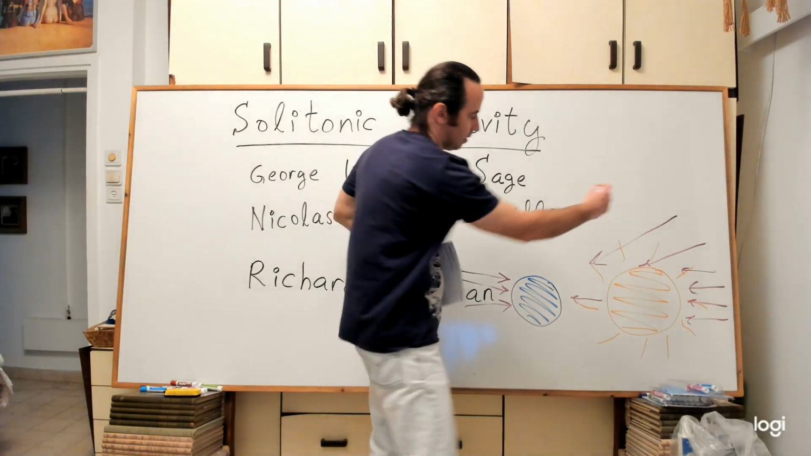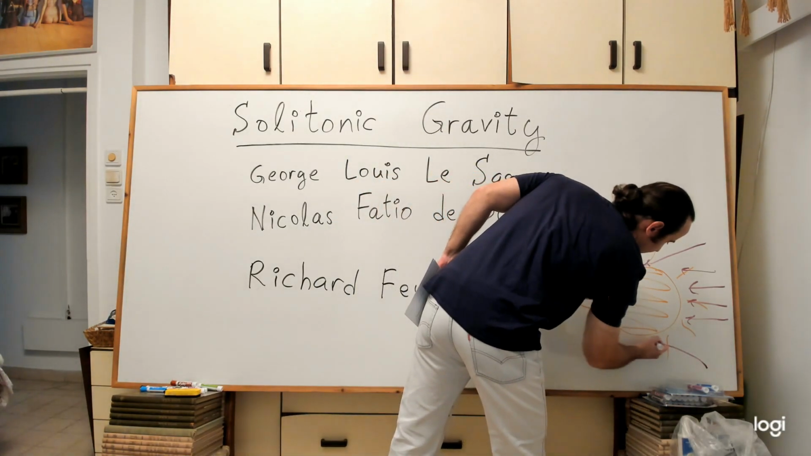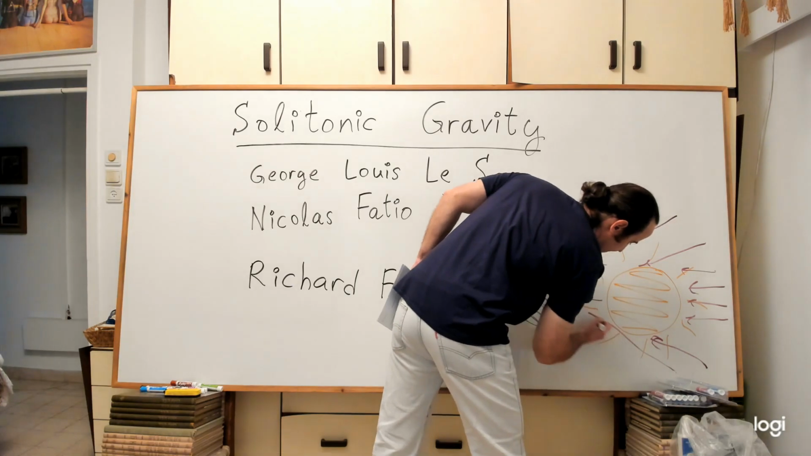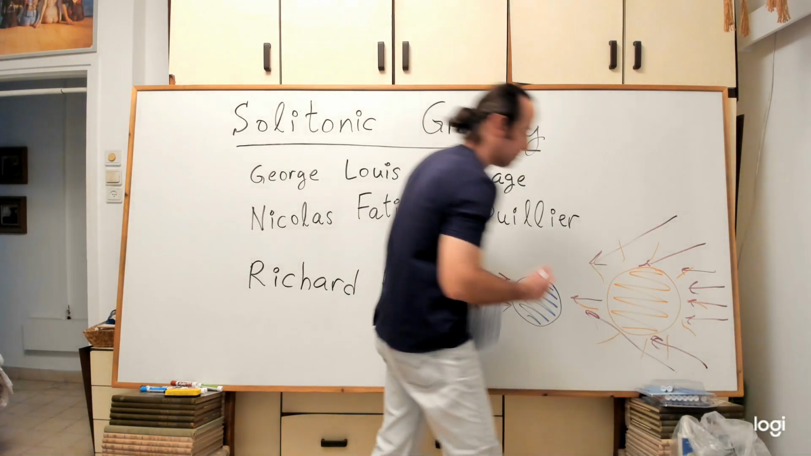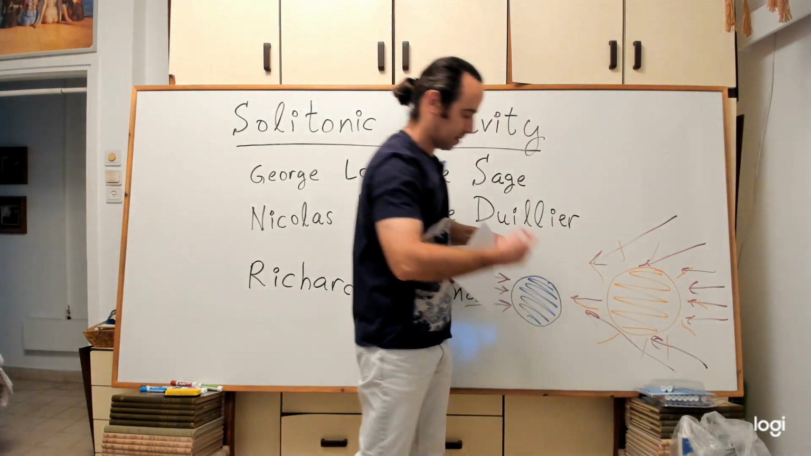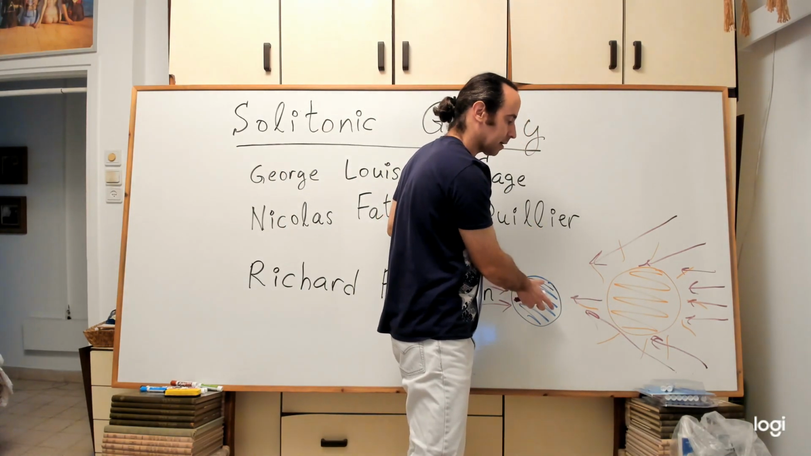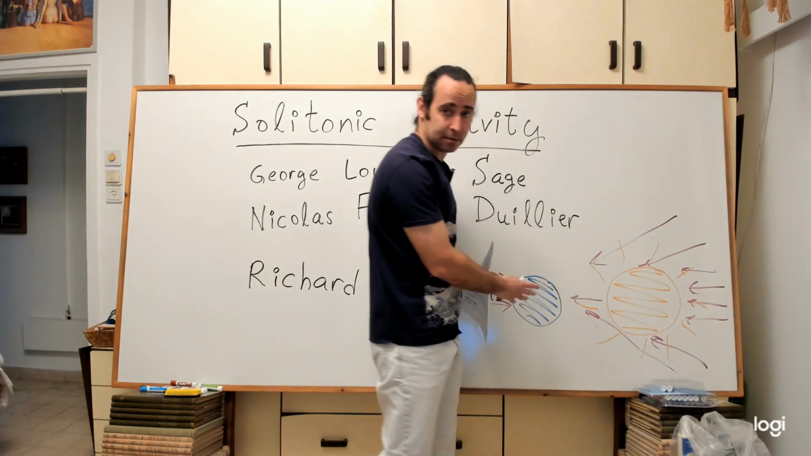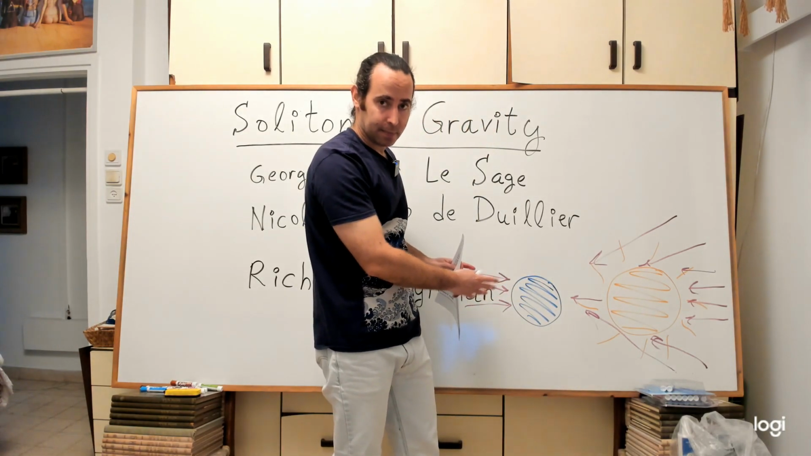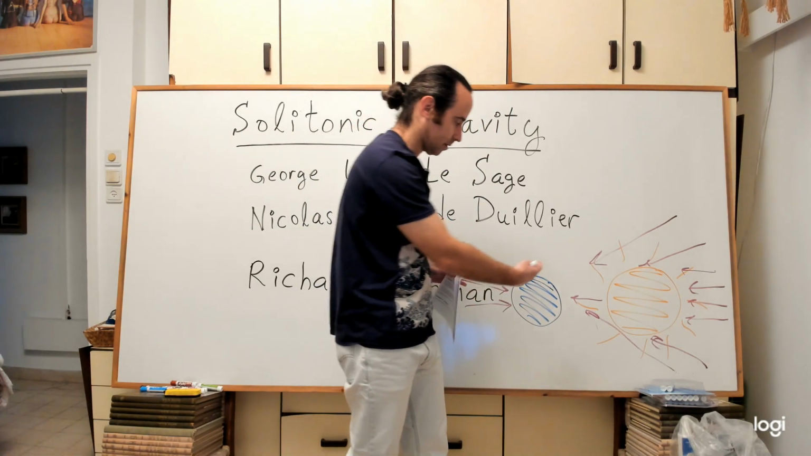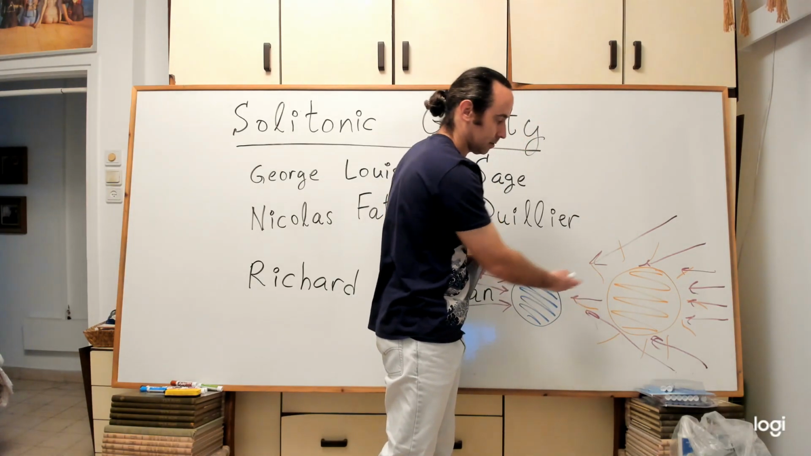Of course, there are also pushes from here. So these balance, but the net result is that if we are a little further, we get a lot less attraction or push towards the sun.